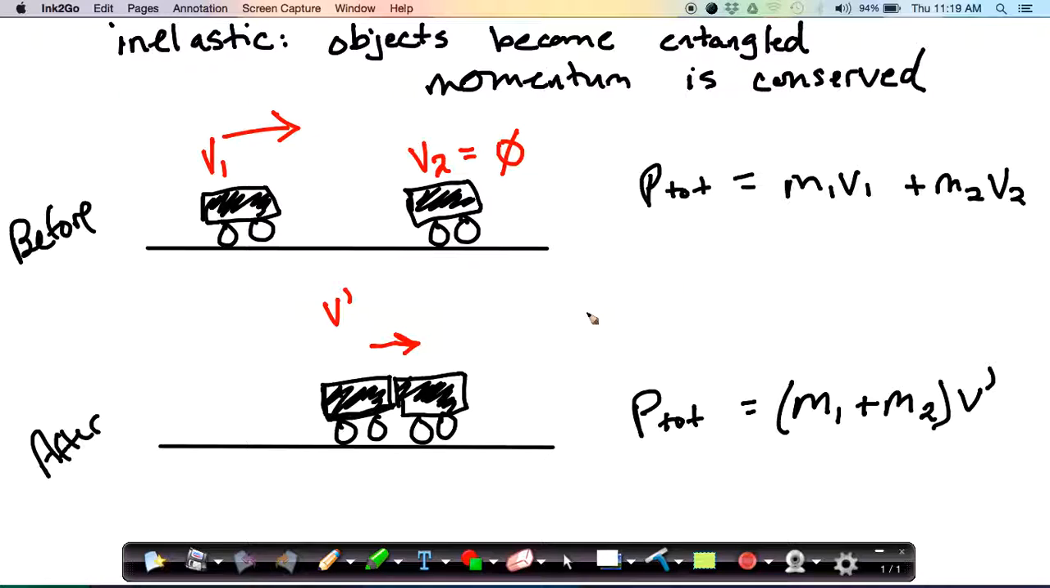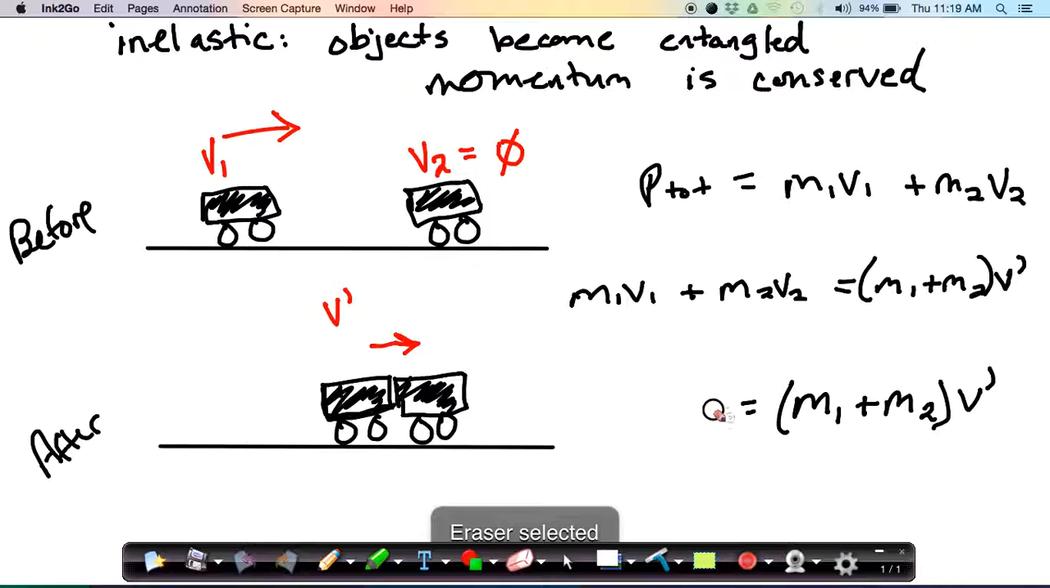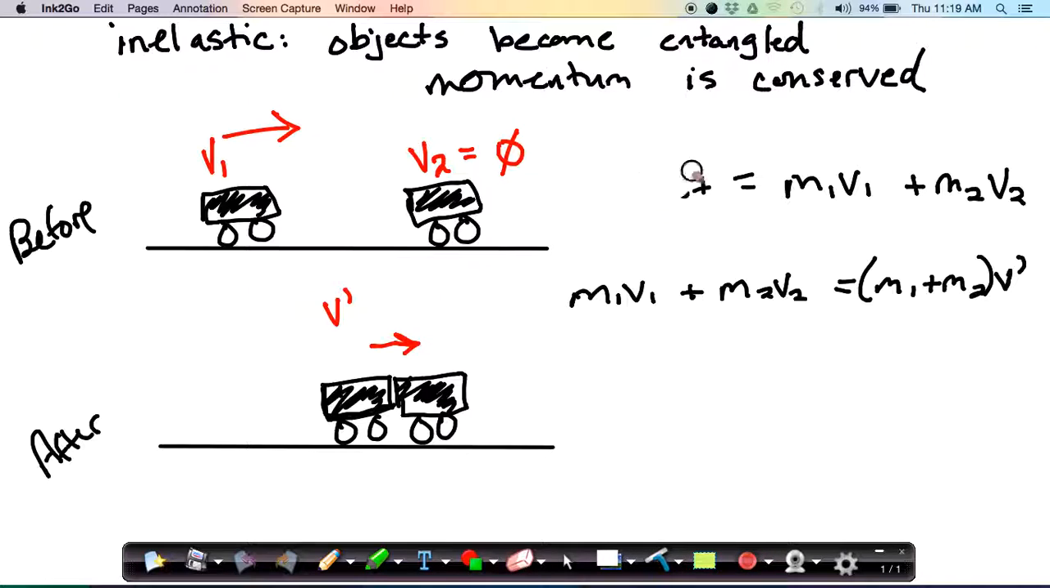So, using conservation of momentum, initial momentum, m1 v1 plus m2 v2, has to be equal to final momentum, the quantity m1 plus m2 times v prime. So we can write an equation then for conservation of momentum for an inelastic collision of m1 v1 plus m2 v2 equals the quantity m1 plus m2 times v prime. And that's it. That's our equation that we will use for conservation of momentum in inelastic collisions.